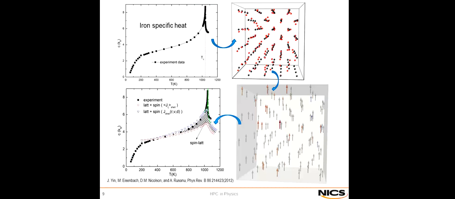For the top left, I show the experiment data. From the experiment, you do the measurement. You can get the specific heat, which is a thermal response function for iron. You see a singular point here where it shows a huge peak. That's where the transition happens. When the temperature is below that temperature, your iron is magnetic. When the temperature is higher, it's basically a paramagnet, so your magnetic moment disappears.